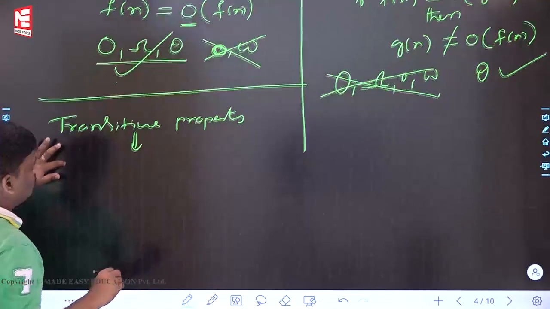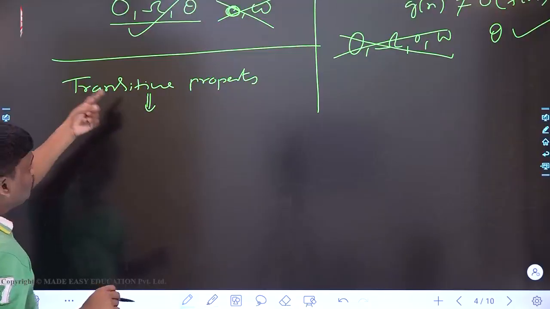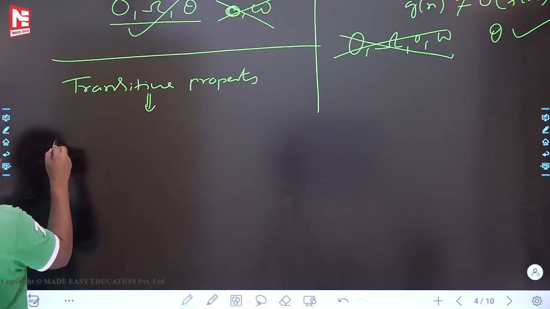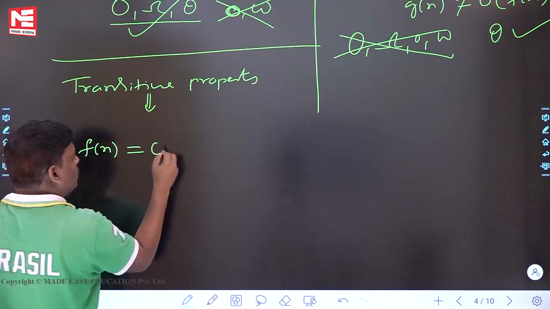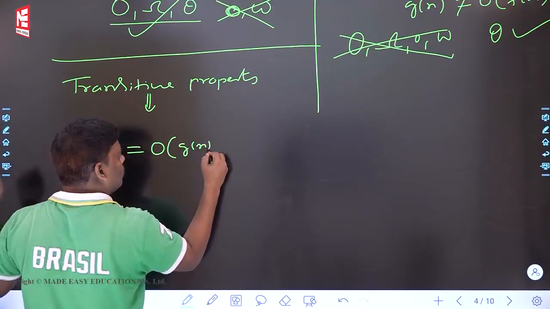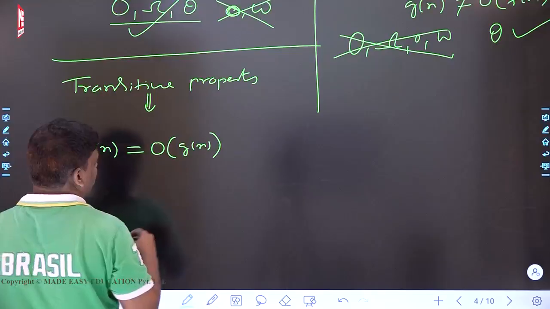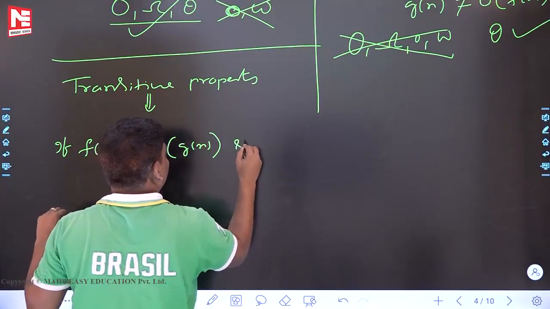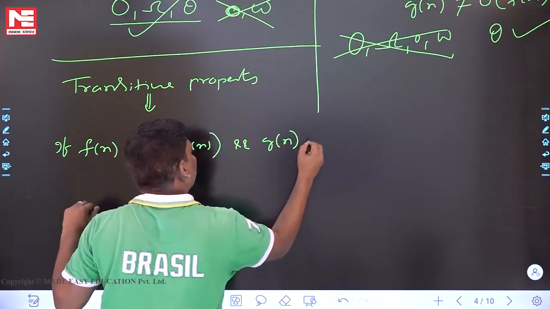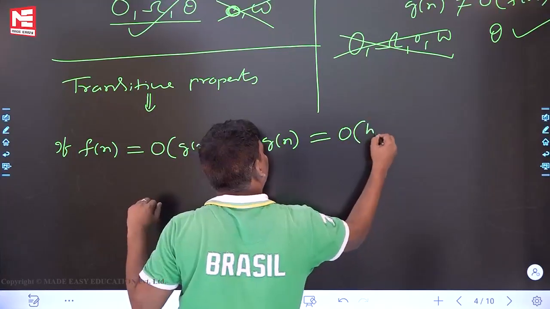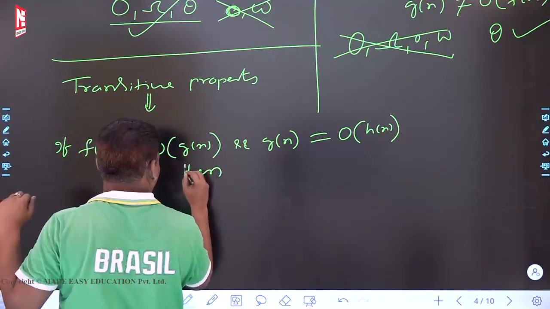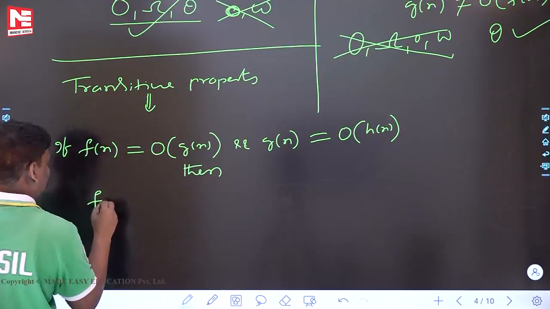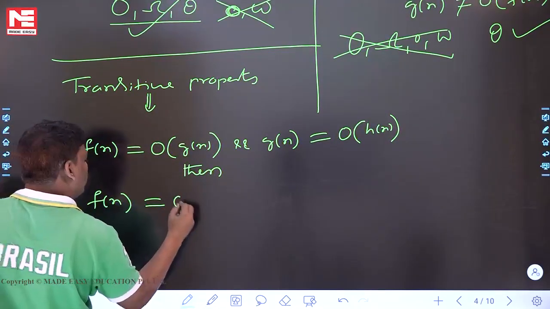Some people are asking what is the meaning of transitive property. Many people know, but let me remind you one time. If f of n is equal to big O of g of n, and g of n is equal to big O of h of n, then f of n is big O of h of n.